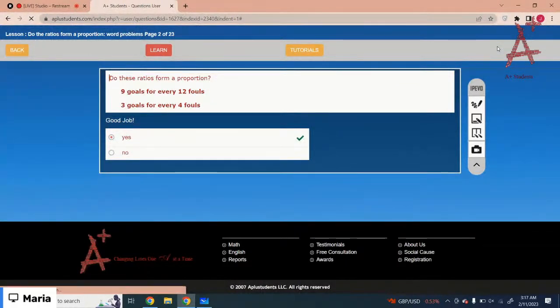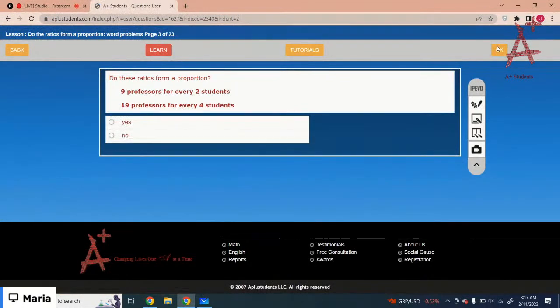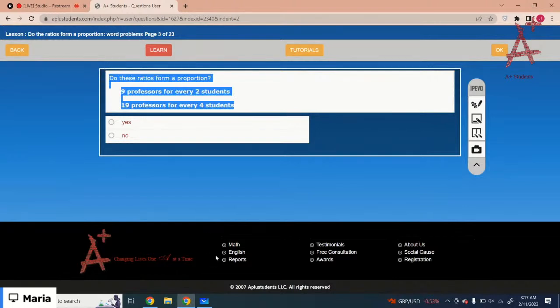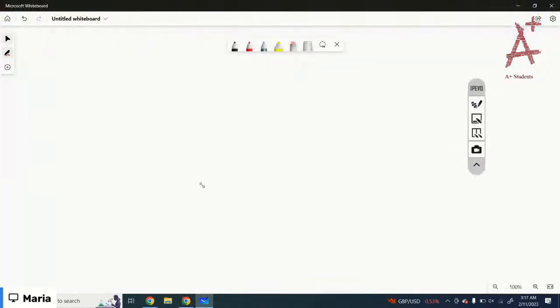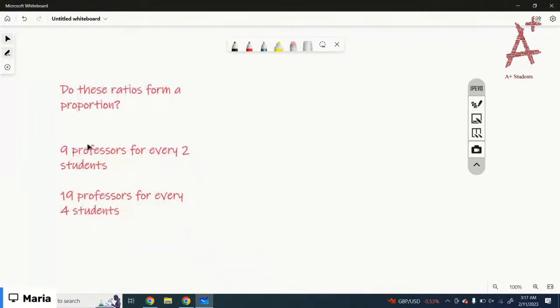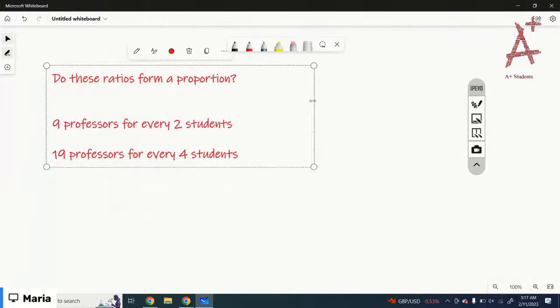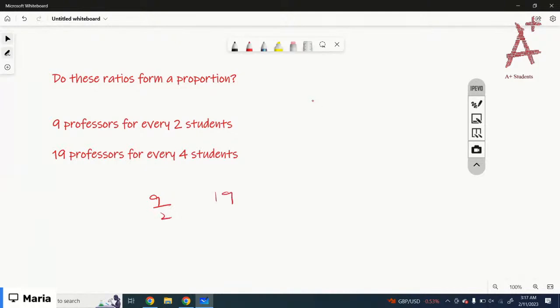Okay, the next one is, do these ratios form a proportion? 12 professors for 2 students and 18 professors for 4 students. Let's see if the fractions are equivalent. You have to do 9 over 2 and 18 over 4. Just cross multiply them. 9 times 4 is 36 and 18 times 2 is 36.